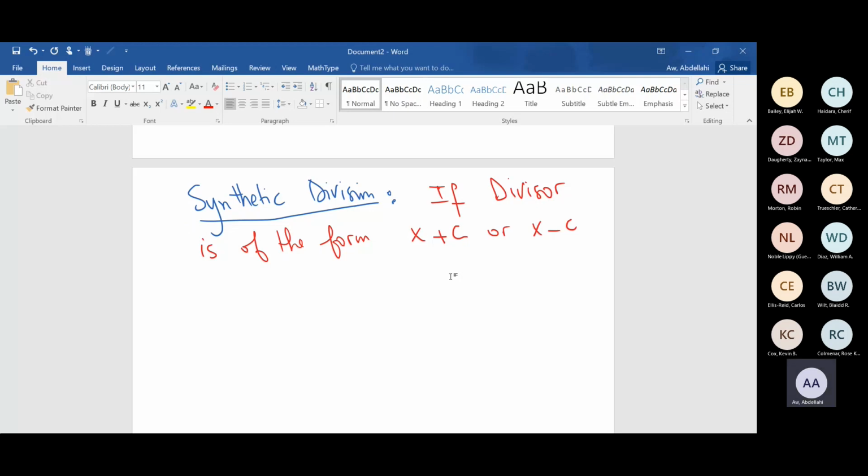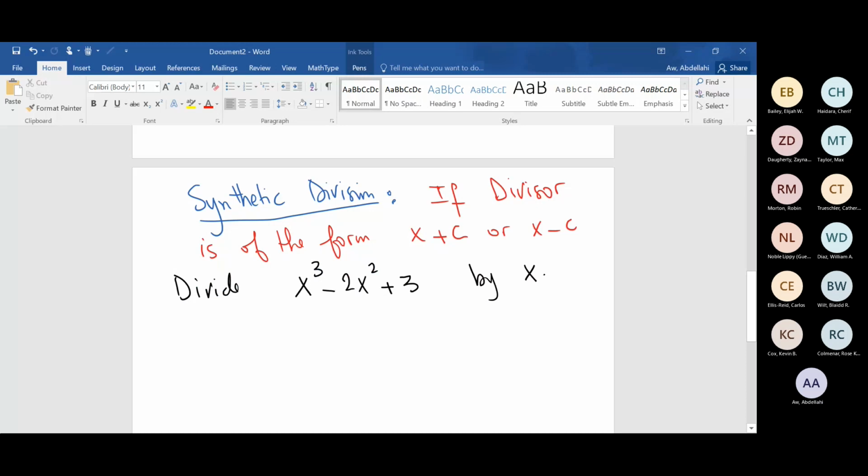So for instance, we say divide x cubed minus 2x squared plus 3 by x minus 2.